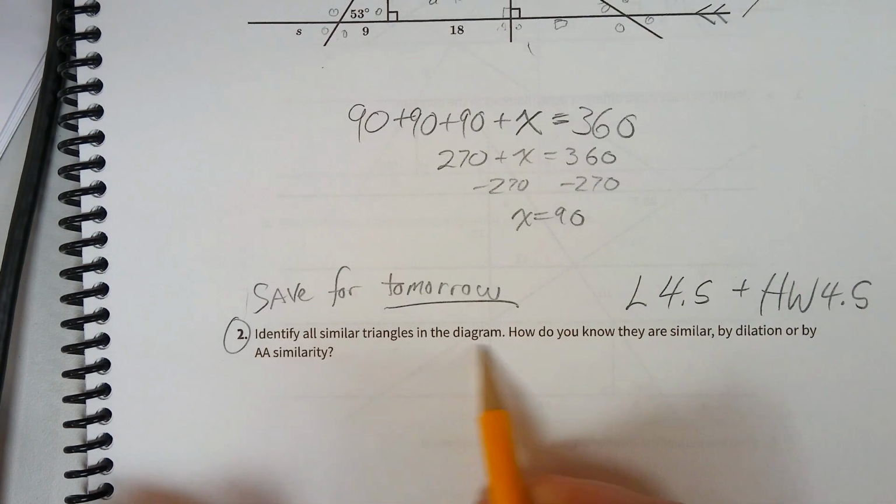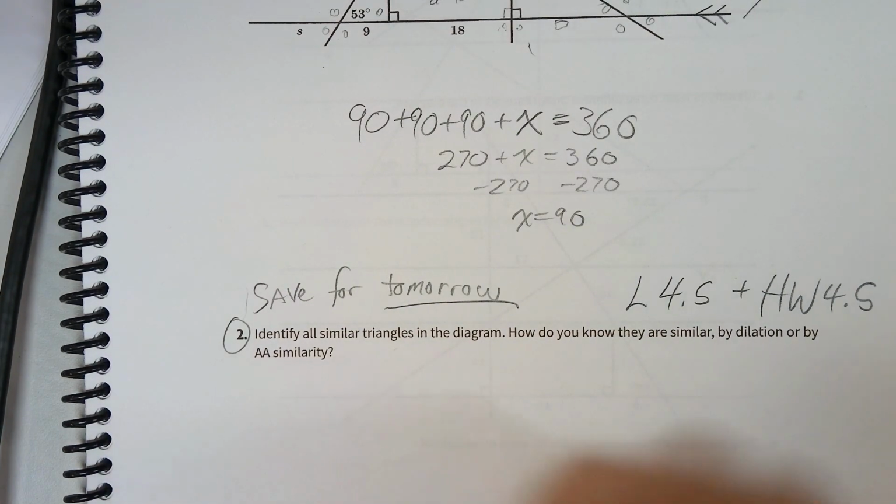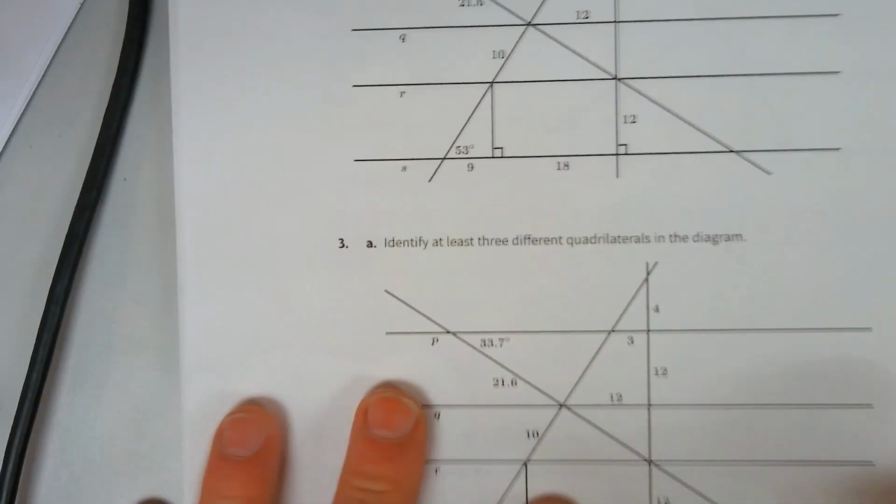Identify all similar triangles in the diagram. How do you know they're similar? By dilation or by AA similarity? Let's check it out. Same diagram we were playing with yesterday.